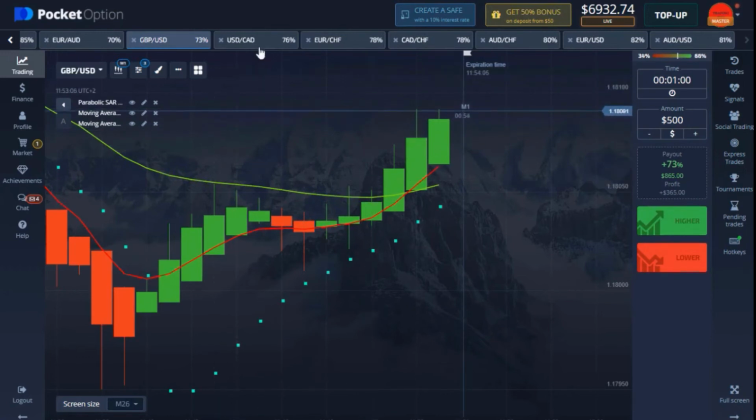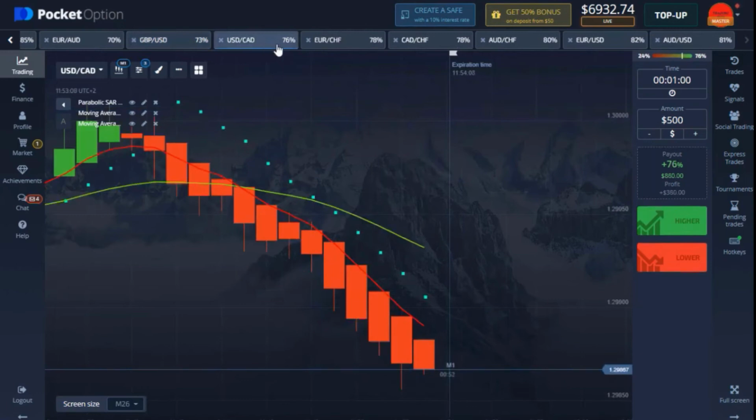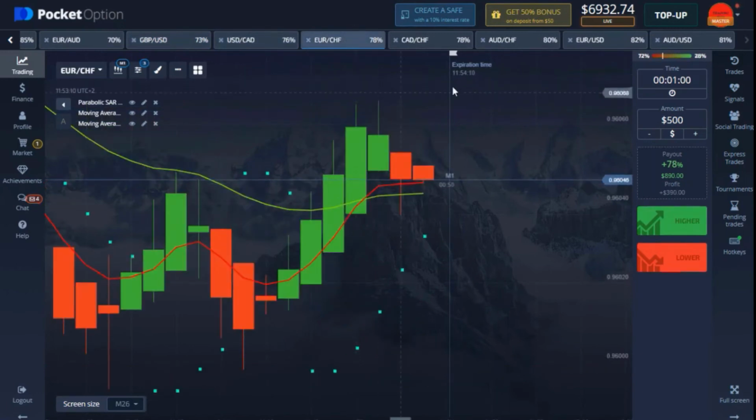So right now I'll keep on analyzing. When I get the moment, I'll come down and take a trade. Of course, I'm going to explain again.